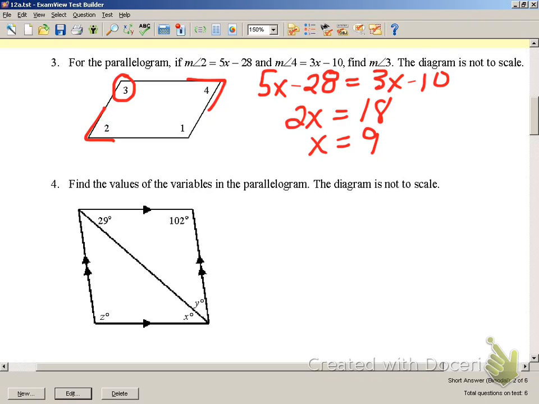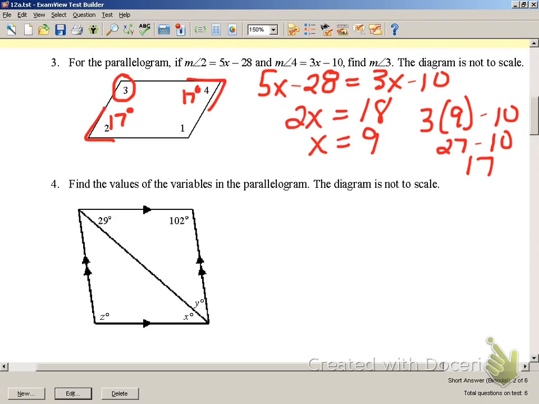Now if I plug that back in, I can find the value of either angle 2 or angle 4. So let's see here, 3 times 9 minus 10, 27 minus 10 gives me 17. So the measure of angle 2 and the measure of angle 4 are both 17 degrees.